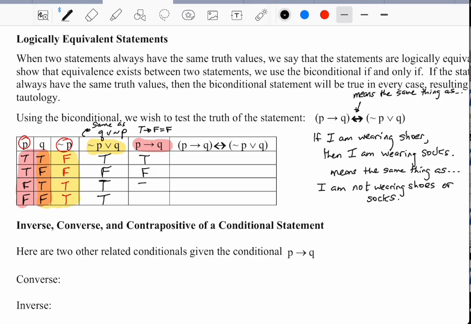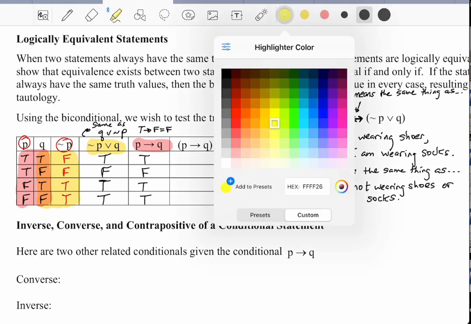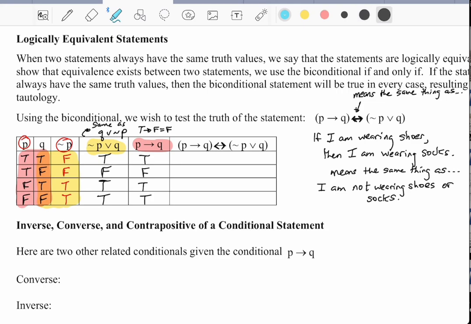false, true, true. Now this last bit is just asking us to determine whether there's equivalence. So if I look at these two columns. Let me just get my words and my writing to catch up to one another.